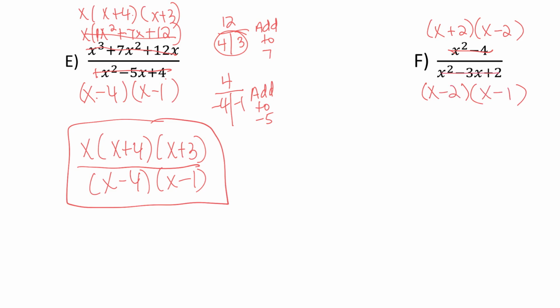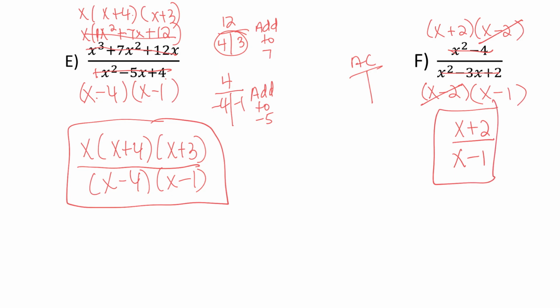If you don't know how I got those numbers, again, make your AC chart and you'll be able to find out how to get those factors. Now I do notice that my x minus 2's cancel, so this would stay as x plus 2 divided by x minus 1, and that would be your answer for this one.